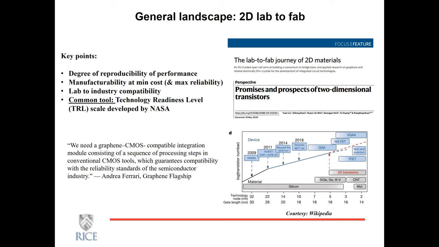Many of these materials are made at 700, 800 degrees Celsius, for example. Many of them are grown on metals or substrates that have absolutely no use in the semiconductor industry, so they have to be transferred. And more than any of those, I think the reproducibility of these materials is sometimes questionable. So there are multiple steps before one can clearly go to the next TRL level where you can think about integration.